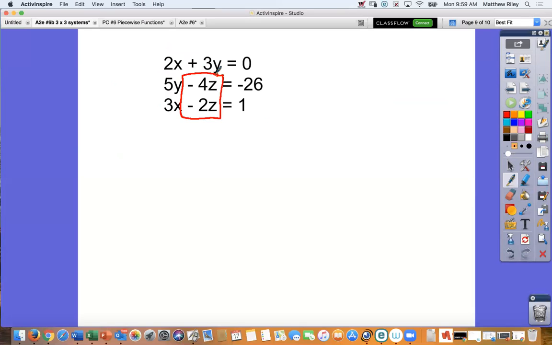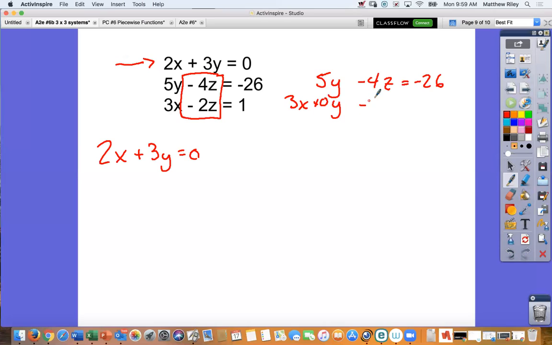Guess what makes this easy? This equation, the Z is already eliminated. So over here, here's what I've got. By the way, just for good measure, I went ahead and put in this 0x and 0y just so you don't make any silly mistakes. I did not have to put that.